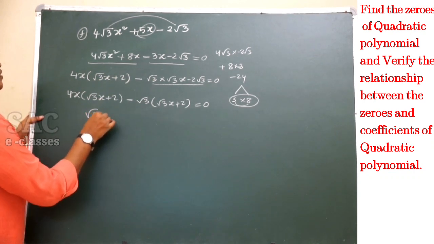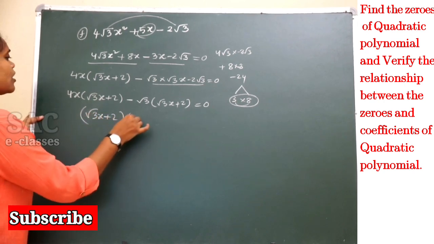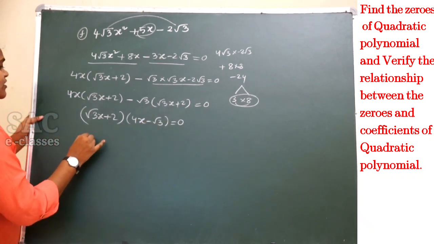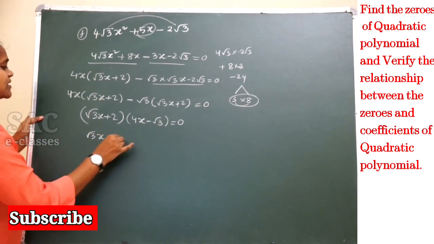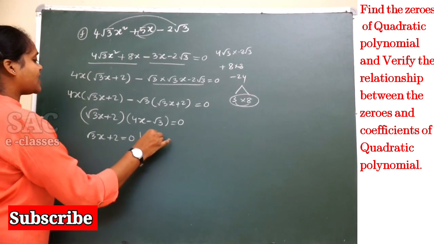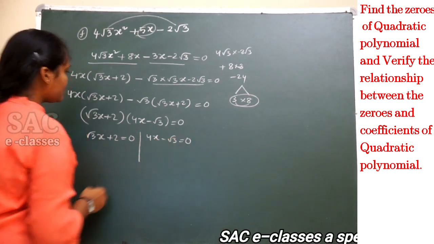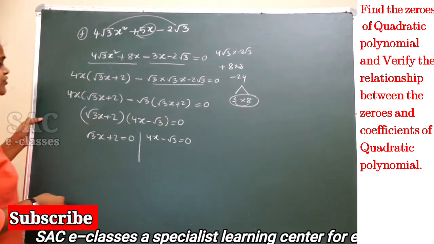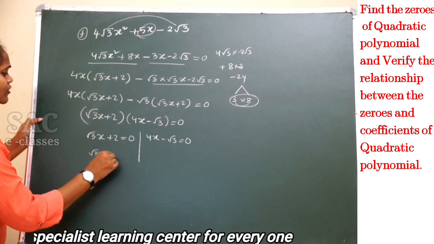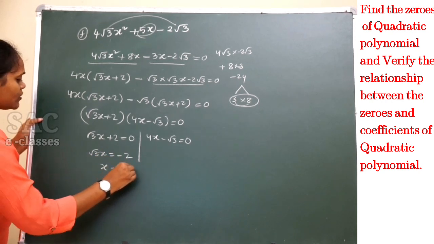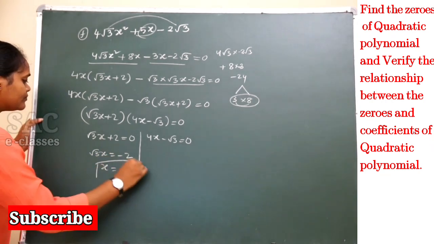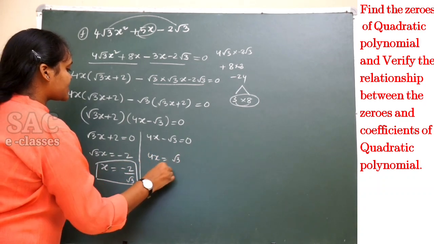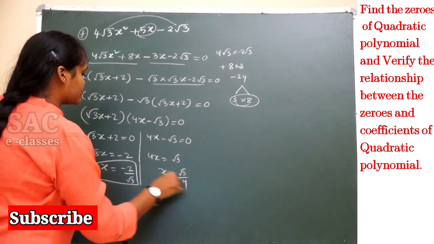By taking out root 3x plus 2 as common, obviously you will get 4x minus root 3, which is equal to 0. Being non-zero divisors, either root 3x plus 2 is 0 or 4x minus root 3 is 0. That means either the first factor or the second factor may be 0. Then only we will get 0. So root 3x is equal to minus 2, then x is equal to minus 2 by root 3. And 4x is equal to root 3, where x is equal to root 3 by 4.